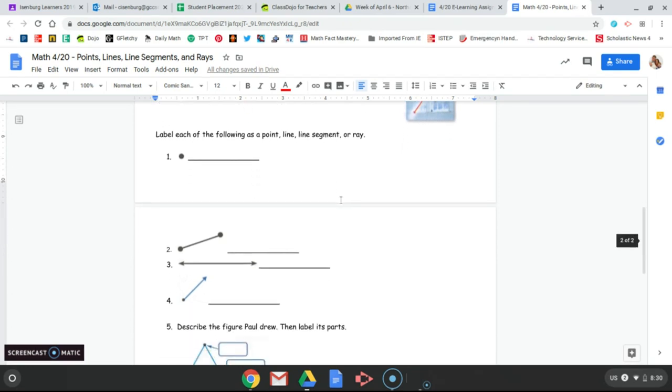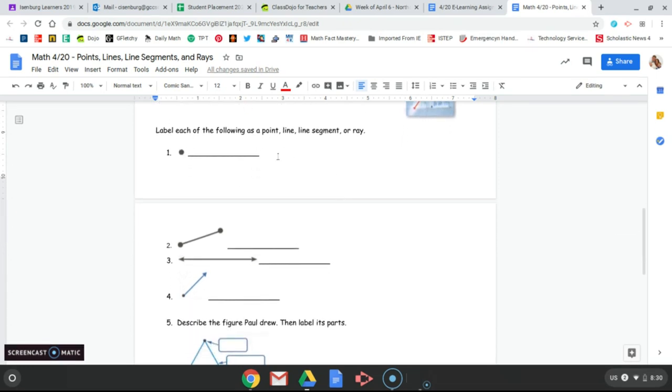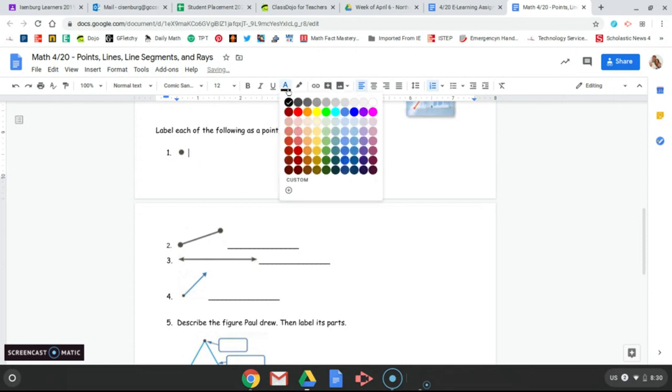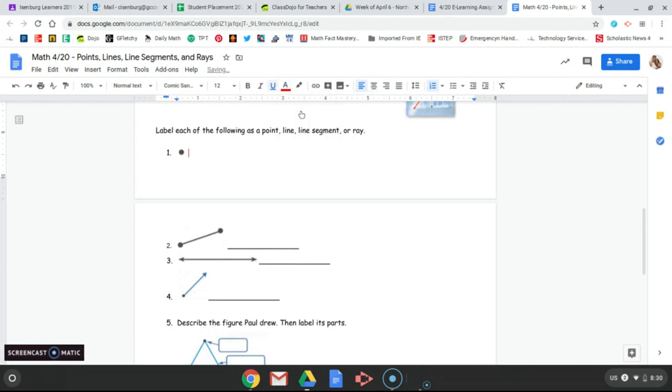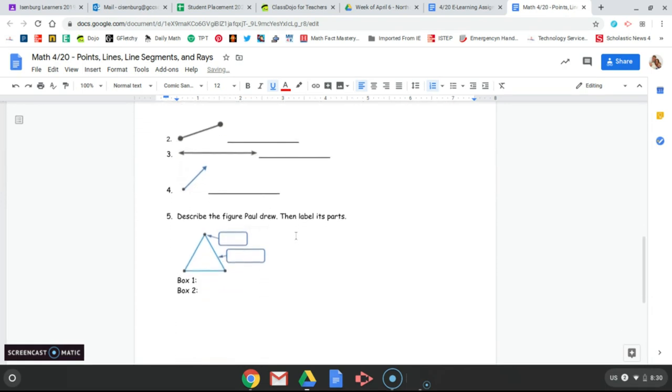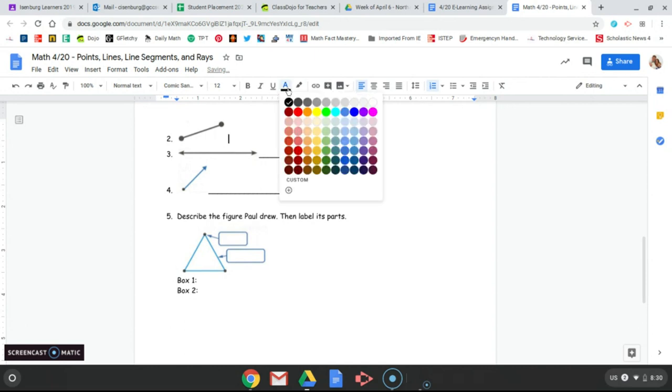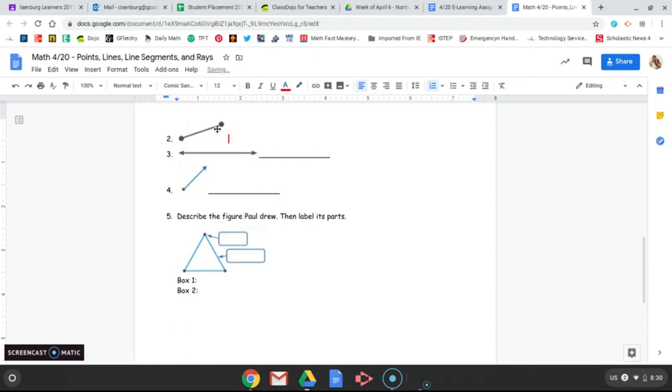All right, we have a few more practice ones here. So a dot marking a location in space would be a what? It would be a point. Okay, look at number 2. I have to scroll down. Number 2, I noticed that both sides have an end point. So there's no arrows. This cannot extend in either direction. It can't go this way. It's stopped by this endpoint. It can't go this way because it's stopped by this endpoint.